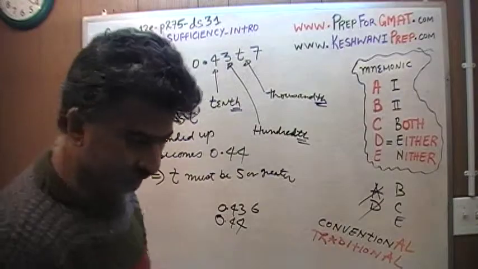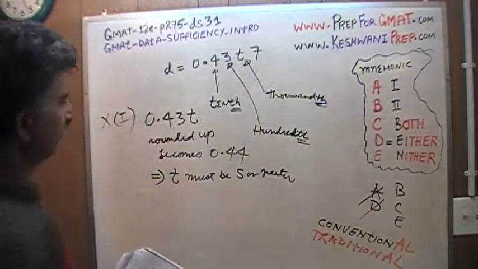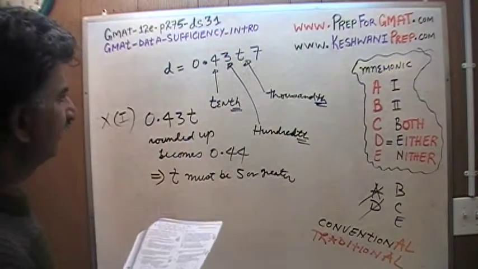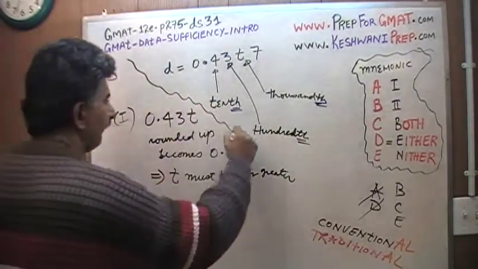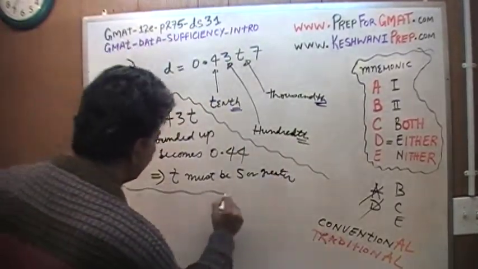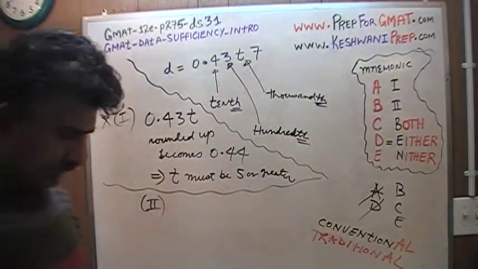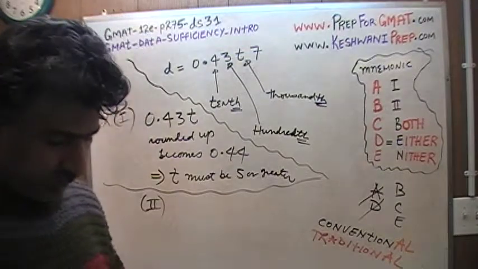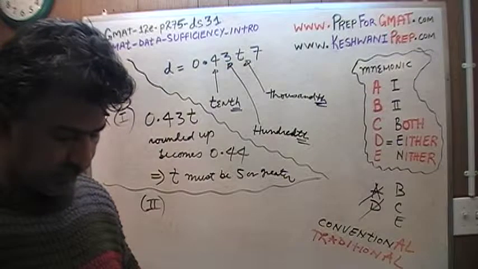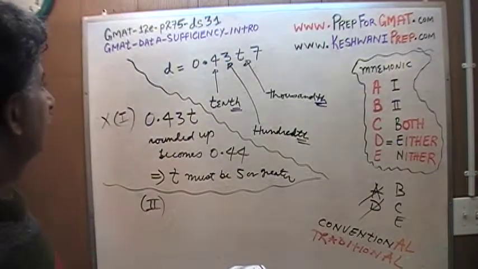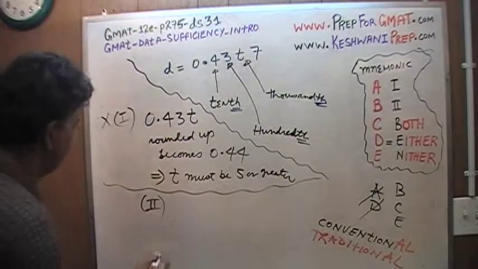Let's look at the second statement. Second statement says, if d were rounded to the nearest 1000th digit, the result would be 0.436. 0.43. Voila. That does the job.